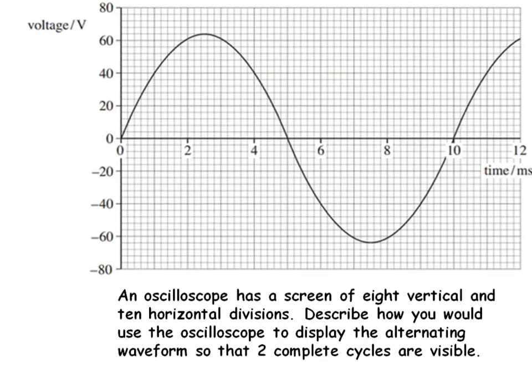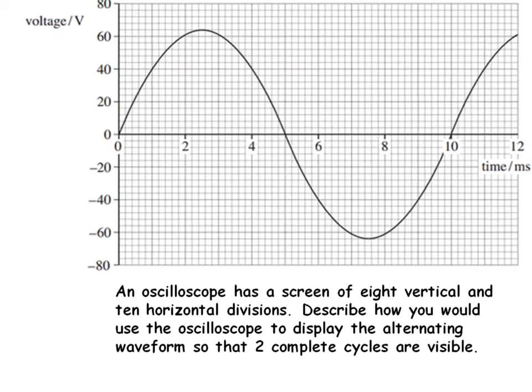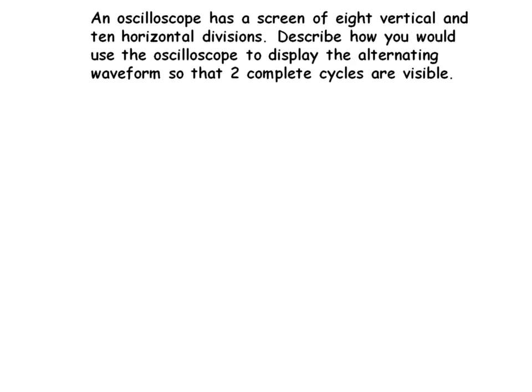So this next question's testing your knowledge of the working functions of your oscilloscope. It tells you your oscilloscope has 8 vertical and 10 horizontal divisions to work with, and you need to set up the oscilloscope to display the alternating waveform so that 2 complete cycles are visible. So let's move that up to give ourselves some space.